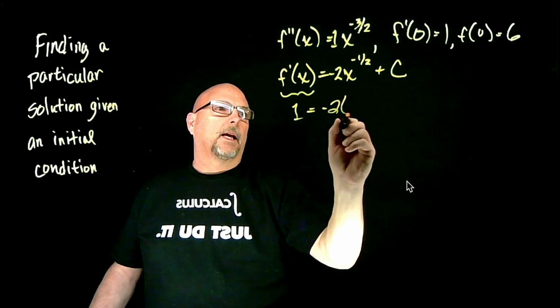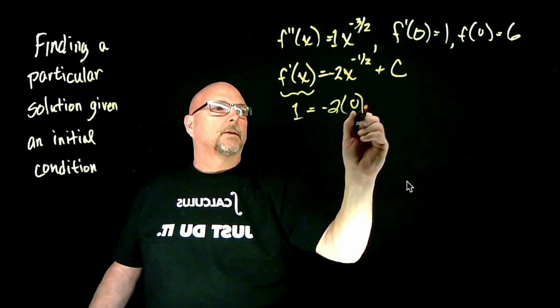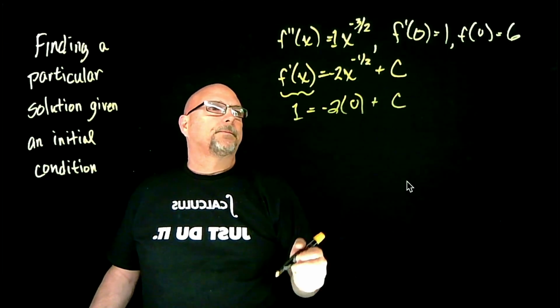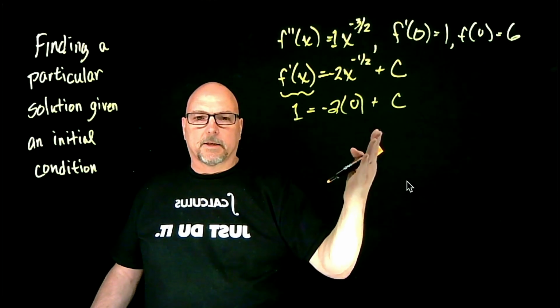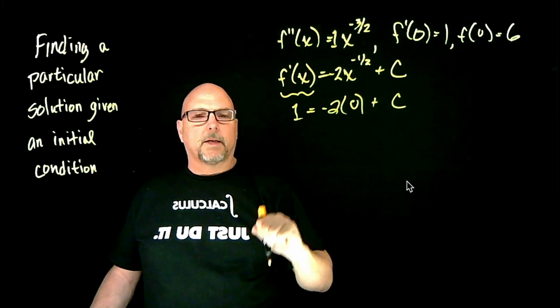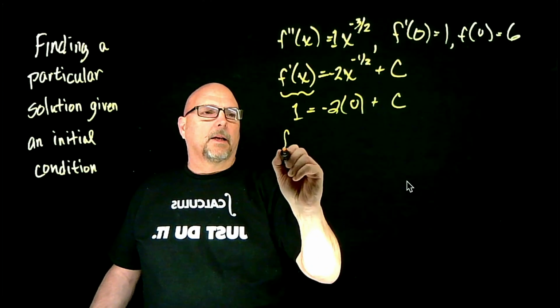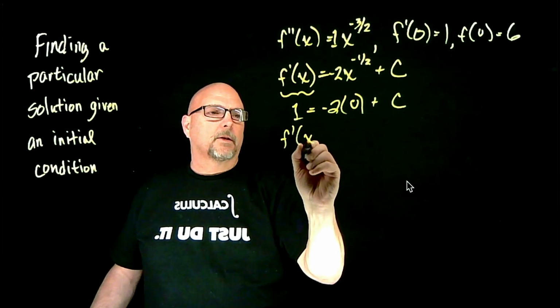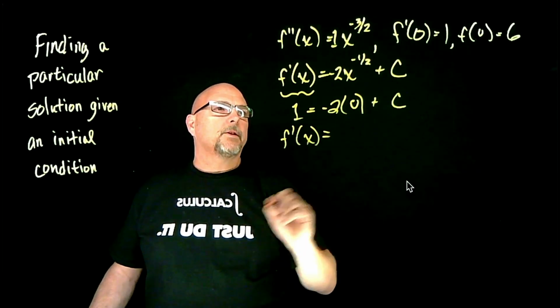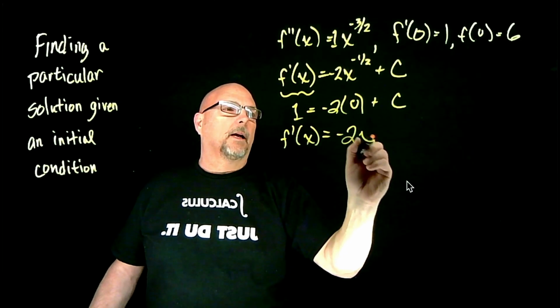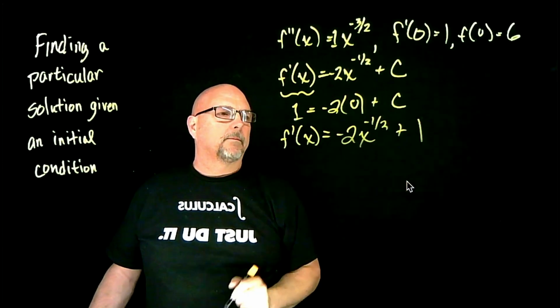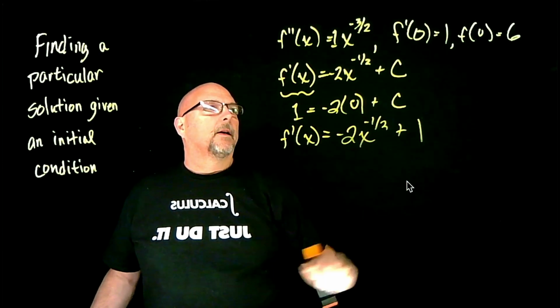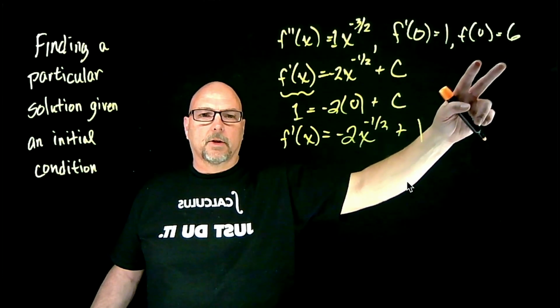This x becomes a 0. So we're going to go ahead and substitute that. So let's see, negative 2 times 0 is just 0. So c is going to be equal to 1. So that means I have a particular solution for my first derivative of negative 2x to the negative 1/2 plus 1. All right, one more step here because I have one more initial condition to use.